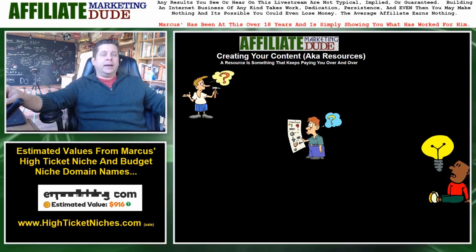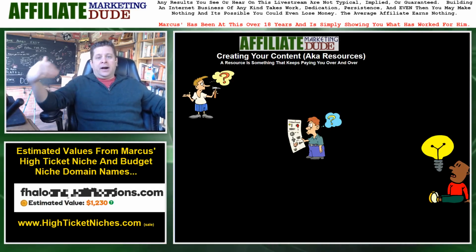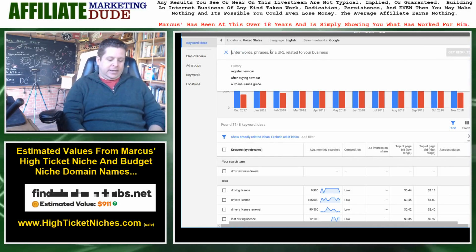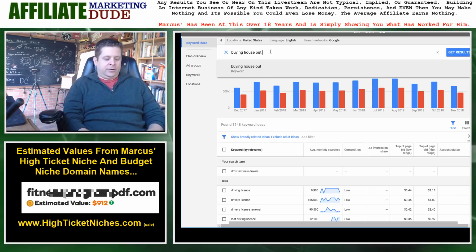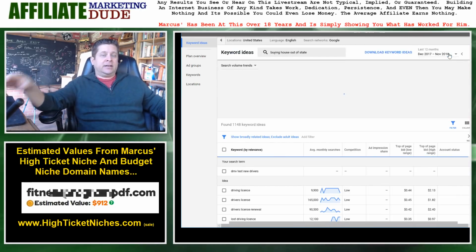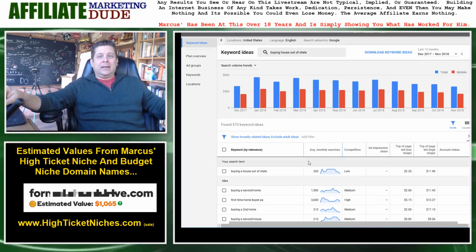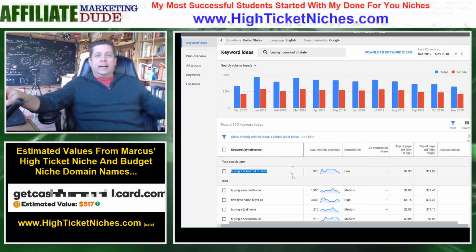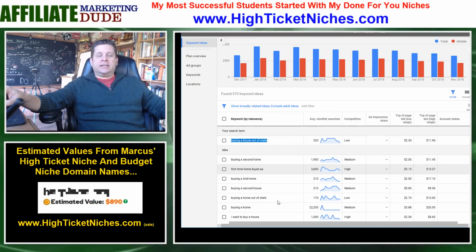Well, for notary public, you would want to go after all the documents that need to be notarized, right? So you would want to look at, okay, buying a house out of state. You would go for something like this where they're buying a house out of state. Obviously, you've got to get the document notarized. So you would do a guide on how to buy a house out of state and not get ripped off or whatever. First-time home buyer, different things like that.